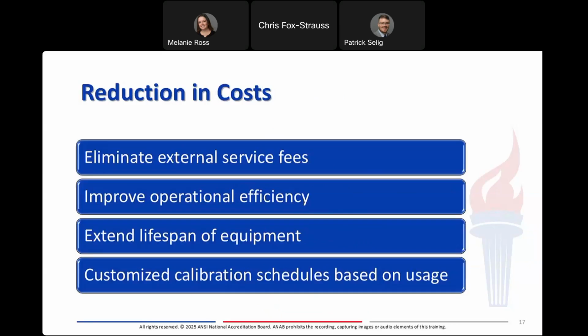Going further into the reduction of costs, it may eliminate external service fees where applicable. It can assist in improving operational efficiency as well. Because the calibrations would be performed in-house and could be calibrated on a more frequent basis, it could extend the lifespan of the equipment. Again, I've mentioned before, you could customize the calibration schedule based on usage of the equipment as well.